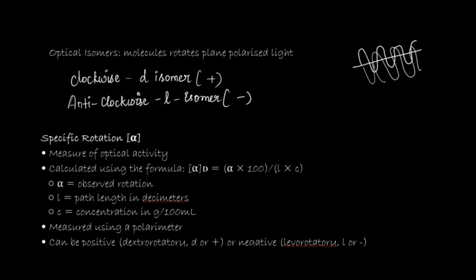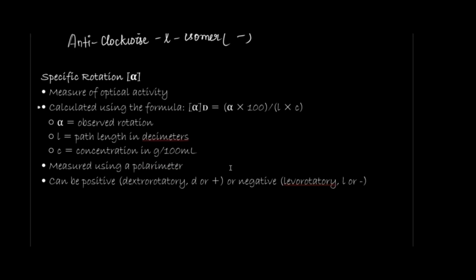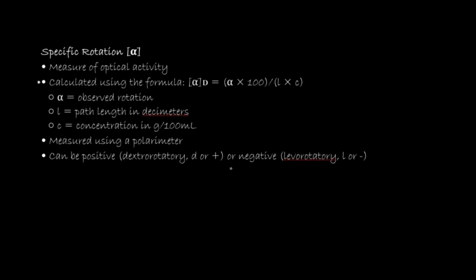I said the word rotate. Rotation means the angle changes, right? So how much is it getting rotated? Let's say I'm using a molecule like tartaric acid or any optically active molecule. How much rotation is happening, either clockwise or anti-clockwise? That is what we talk about in specific rotation. It measures the optical activity. And how is it calculated? Specific rotation is alpha, calculated by alpha divided by L into C into 100.